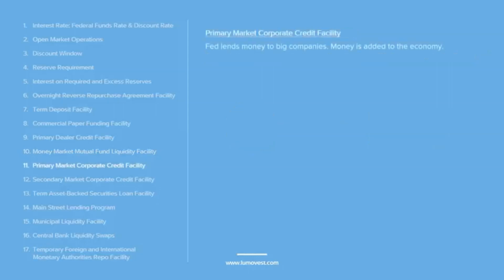The Primary Market Corporate Credit Facility is a new tool established in March 2020 in response to the challenges created by the coronavirus. Because of the economic shutdown, businesses across the country had to shut down.